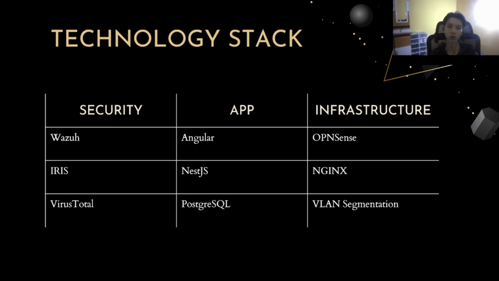I will explain the technology stack used in our project. Our technology stack is divided into 3 categories: security, application, and infrastructure. For the security layer, we use Wazuh as our SIEM platform to monitor security events, IRIS for incident response management, and VirusTotal to analyze suspicious files and indicators of compromise. For the application layer, we use Angular to build the front end, Nest.js to develop the backend API, and PostgreSQL as our database management system. Finally, for the infrastructure layer, we use OPNsense as the firewall, Nginx as the web server, and reverse proxy and VLAN segmentation to improve network security by separating different network segments. Together, these technologies provide a secure, reliable, and scalable system.